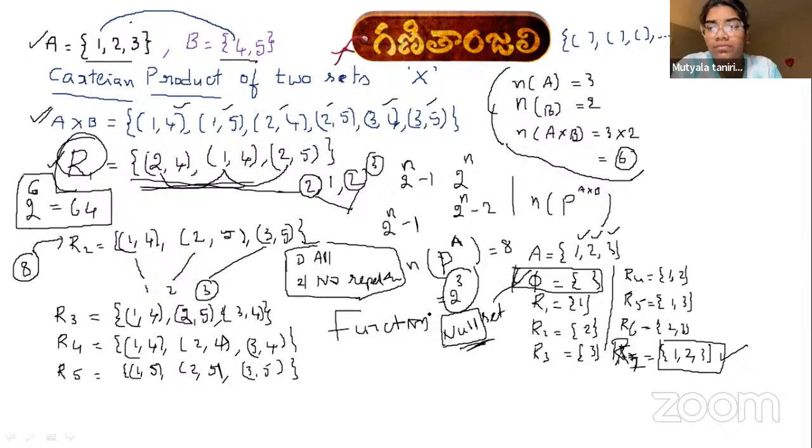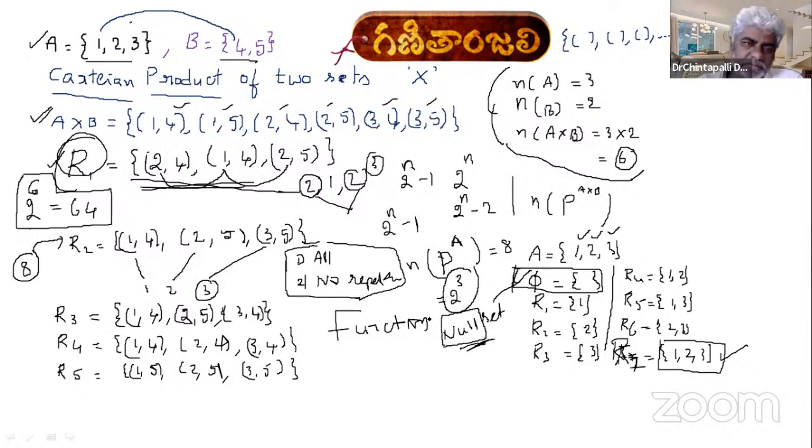R2, so here 1, 4, 2, 5. Yes, it is. R3? Yes. R4? Yes. R5? Yes. But R1 is not a function, because the X values are repeating. We don't bother about the Y values, right?